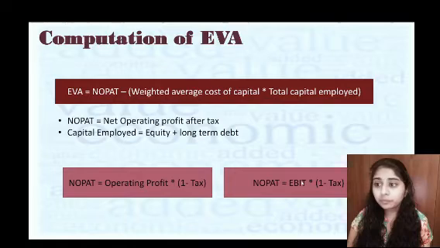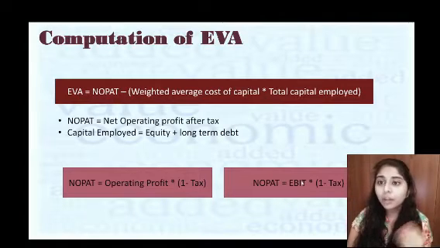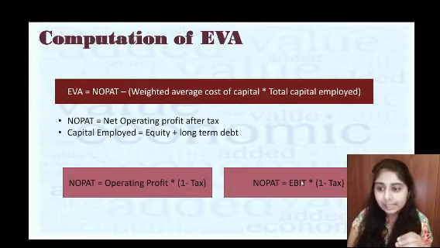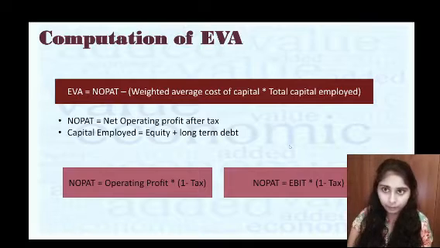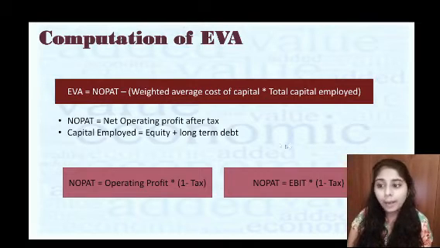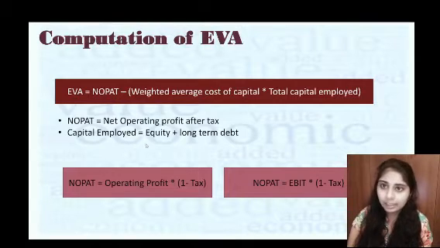Now let's see how to compute economic value added. Economic value added is equal to NOPAT minus weighted average cost of capital into total capital employed. So what is NOPAT? NOPAT is net operating profit after tax. And capital employed is equal to equity plus long-term debt.